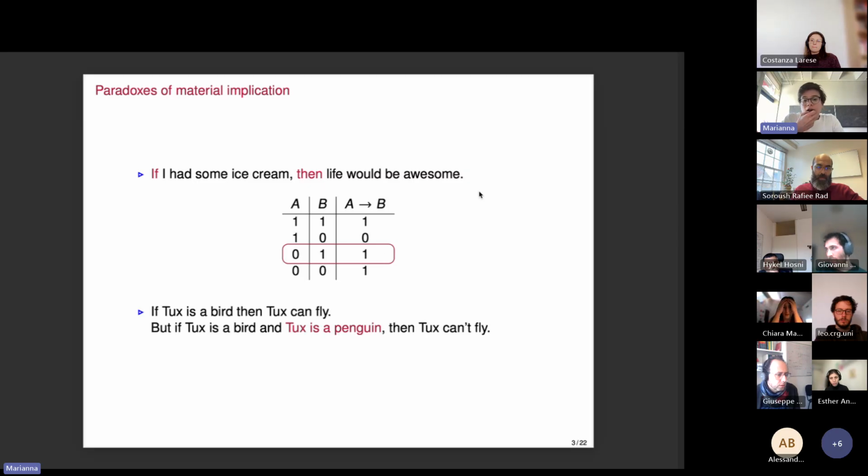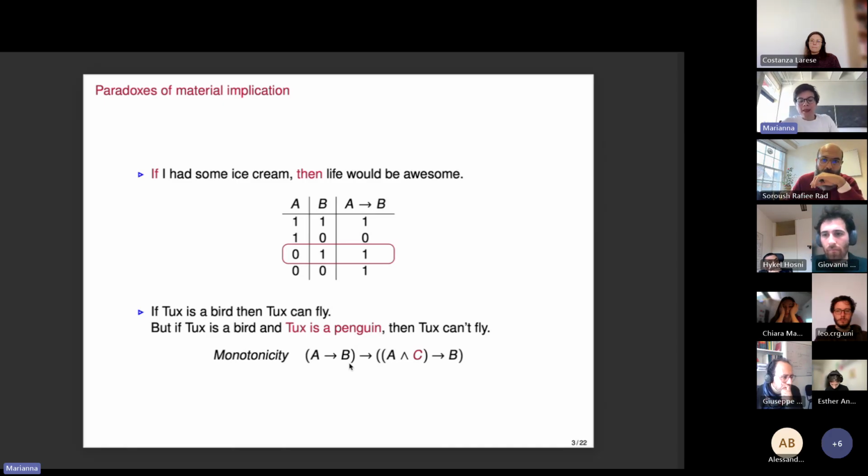And similarly, if you think of your non-monotonic sentences, well, classical logic is monotone. So if you have that A implies B, if Tux is a bird then Tux can fly, whatever new information you add to your antecedent, C, Tux is a penguin, you will still derive B. So you will still derive that Tux can fly. So this framework is also clearly not rich enough to express non-monotonic statements. Okay?